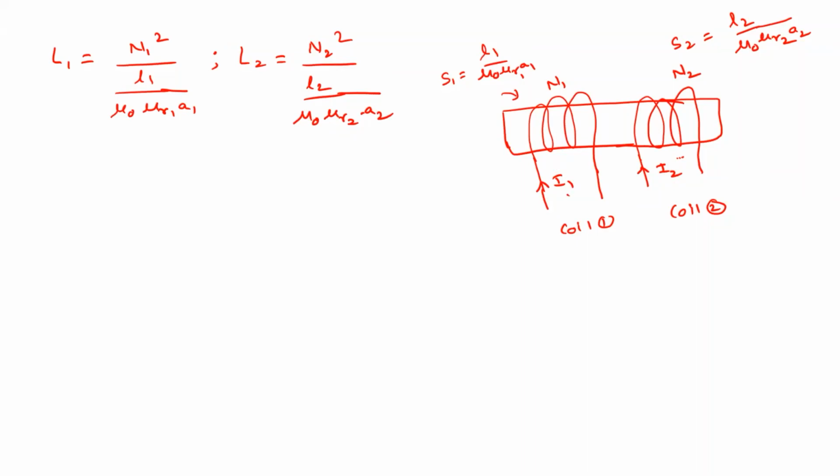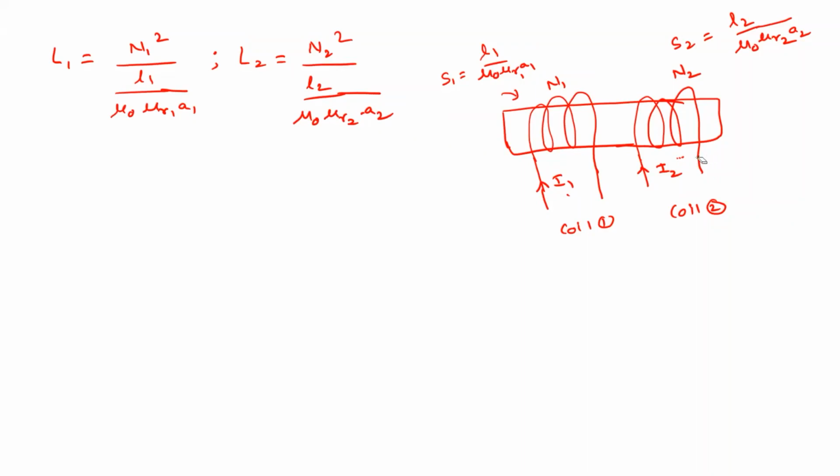The first one is coil 1 flux, due to its own current I1. Coil 2 flux is due to its own current I2. Now these two are magnetically coupled. So the third one is the flux produced in coil 1 due to the current I2 in coil 2. And the fourth one is the flux produced in coil 2 due to the rate of change of current in the first coil.